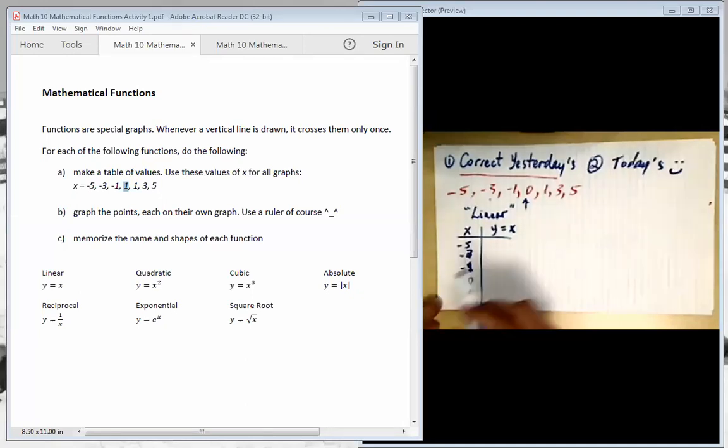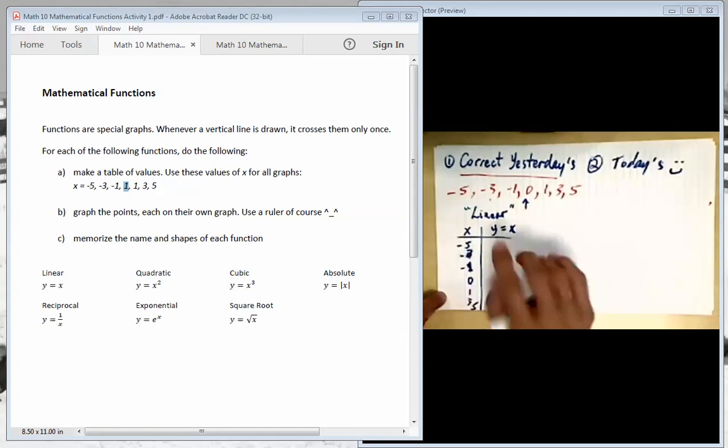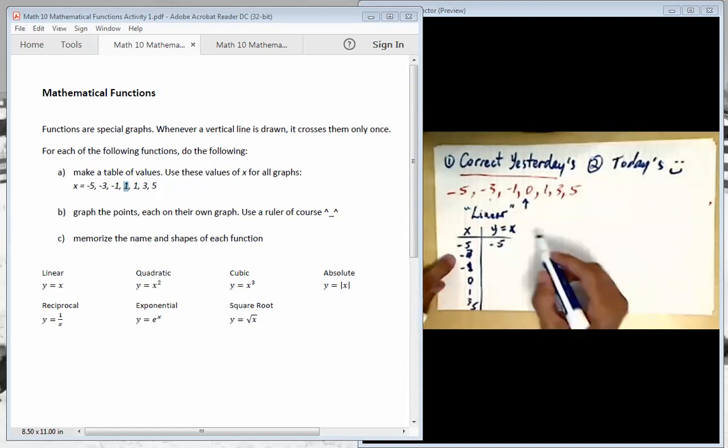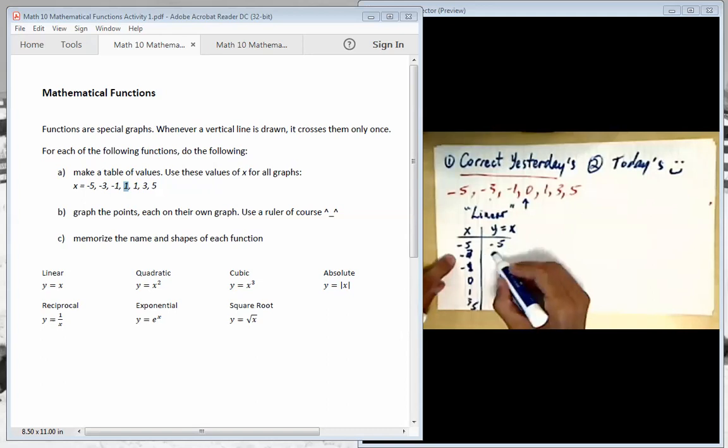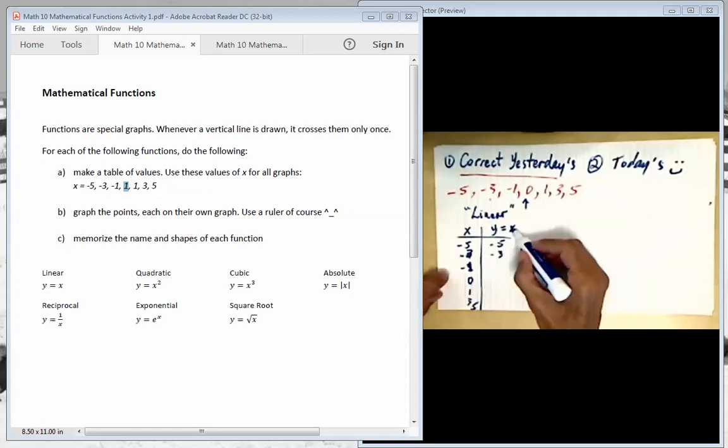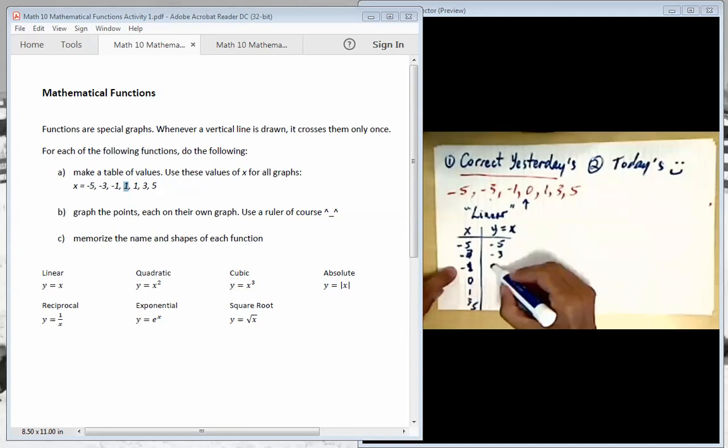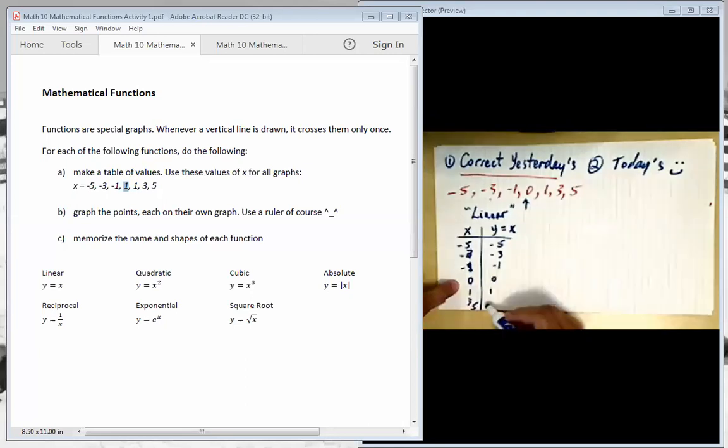Okay, so here we replace the X, and that creates the new Y value. So if we replace X, we get Y is equal to -5. If we replace X with this thing, that's Y is equal to -3. We replace X with this, Y is equal to -1. All the way down, we get these Y values created. Can you see that okay in class? No smaller, right?